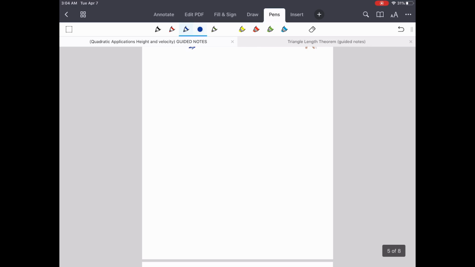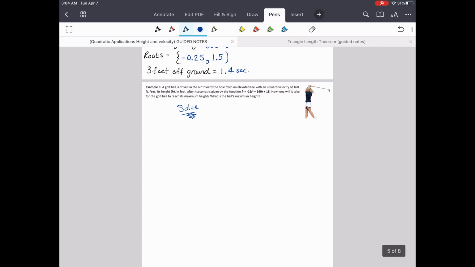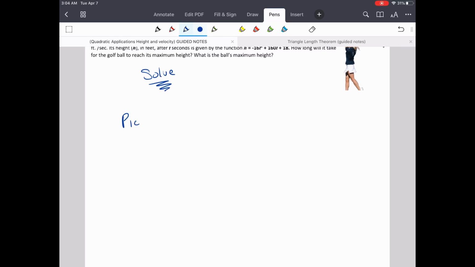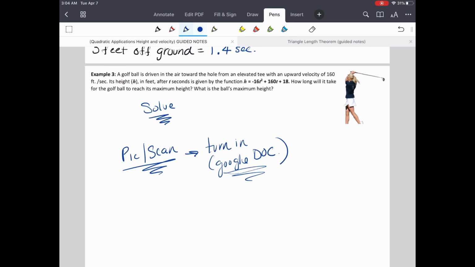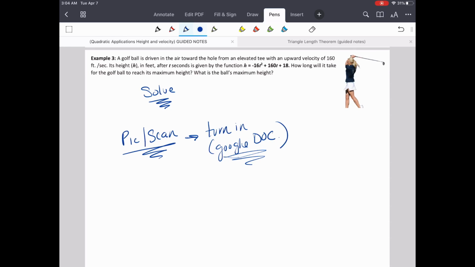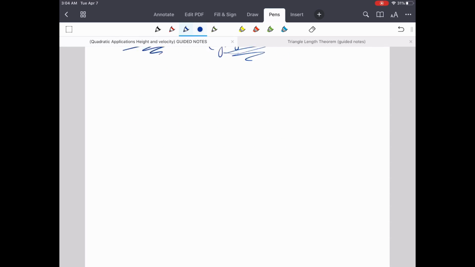Whatever work you do, I want you to take a picture of it or scan it. I don't care how you do it. Take a pic with your phone or your computer, or scan it, and I want you to turn it in. So attach it to a Google Doc. I think that'll be easiest for me to check. Attach it to a Google Doc and then turn it in to me and show me what you got for number 3. I'll grade it and I'll turn it back to you.